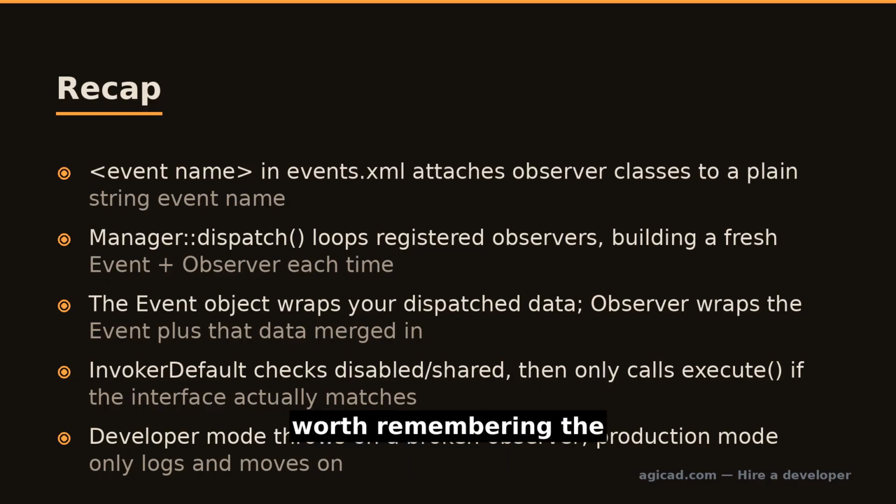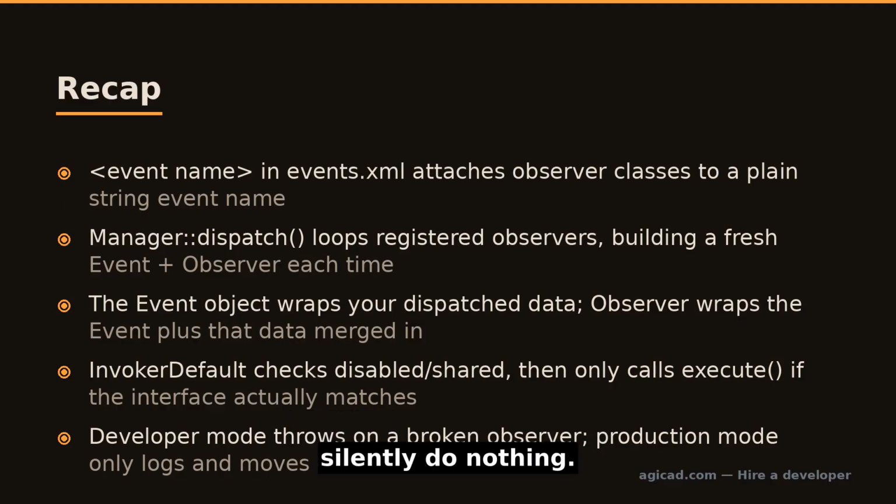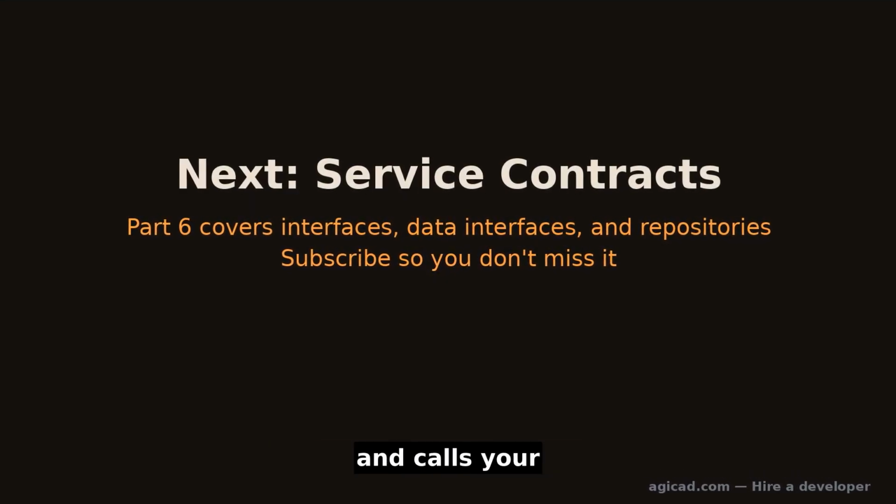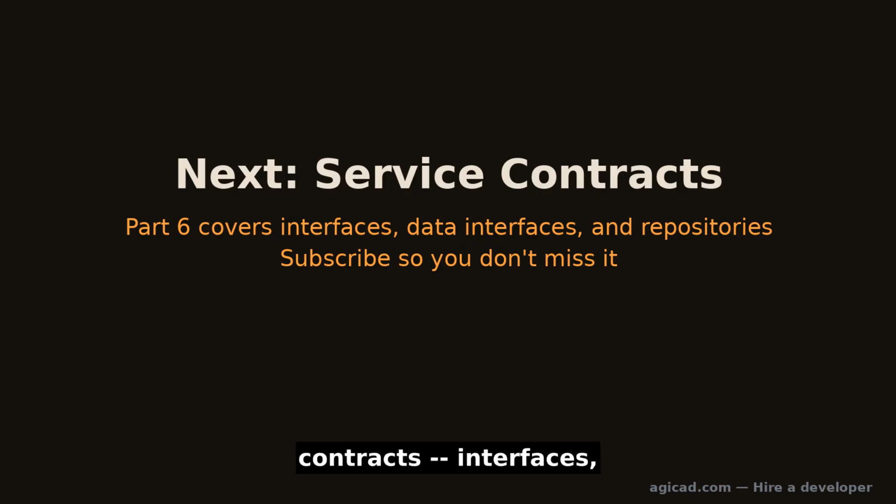That's how Magento actually dispatches events and calls your observers, straight from the pinned 2.4.9 source with every file and line cited. Part 6 moves to service contracts, interfaces, data interfaces, and the repository pattern that ties them together.